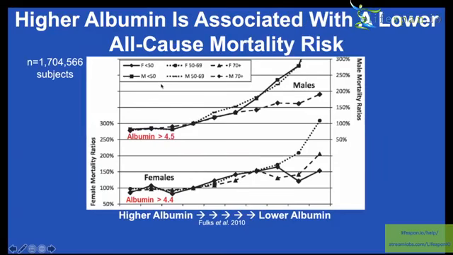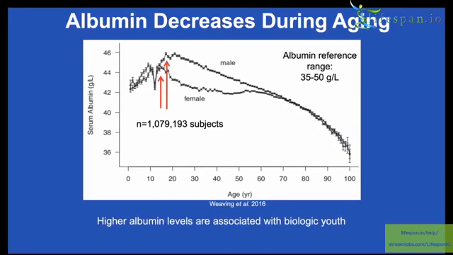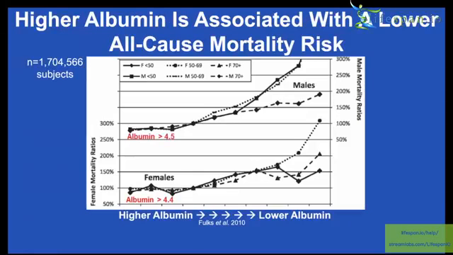So what about risk of death for all causes? Actually, before we go there, going forward you can see that albumin very clearly decreases with age for both sexes. So what about all-cause mortality risk? This is, again, a big study, 1.7 million subjects. We're looking at female mortality ratios on this side, and male mortality ratios on that side.